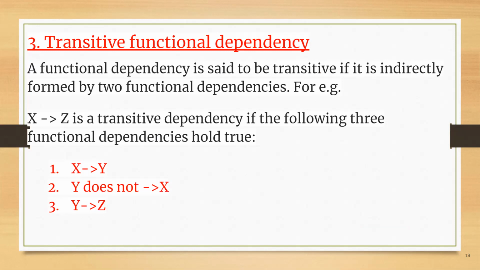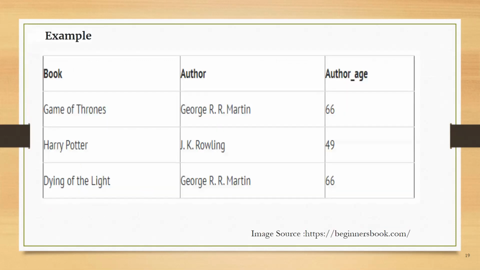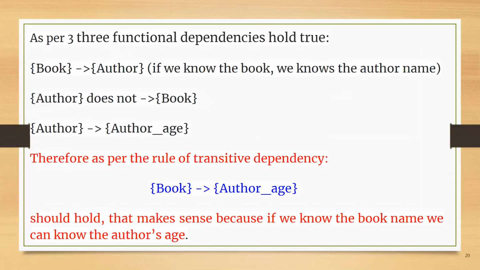So let's take this with an example. We have an author table, which has the fields book, author name, and author age. So there are 3 entries here. As per the 3 functional dependency conditions that need to be true, X is book, Y is author, and Z is author age.